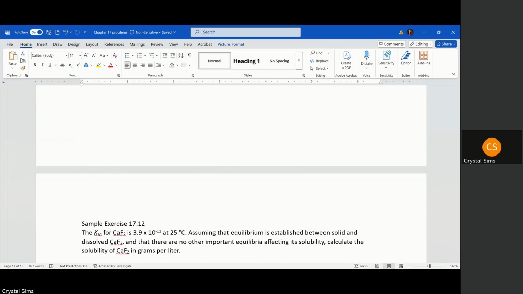In order to go from KSP to solubility, we can refer to figure 17.16, which is on page 749 in your textbook. I did not include this one on your notes, but we'll go from KSP to the molar concentration of ions, to the molar solubility, and finally to the mass solubility, which is what they've asked, grams per liter. So that's what we're going to do.